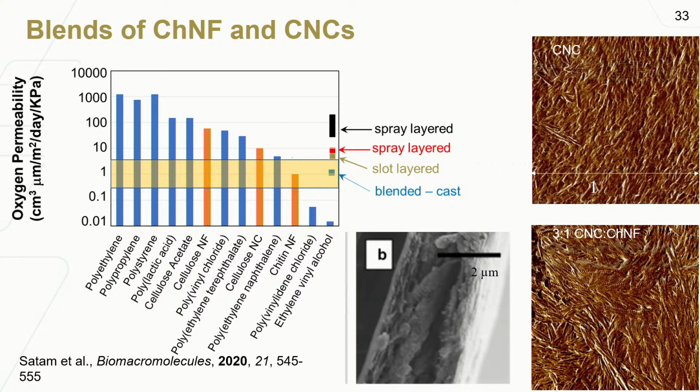And this is just contrasting a CNC-only film to one that has 3:1 CNCs versus chitin nanocrystals, chitin nanofibers. And it's kind of hard to tell. CNCs are the really short ones, and what we think we're seeing here is there's a long chitin nanofiber in here, and there's another one there. And the CNCs are basically attached to the exterior of the chitin nanofibers.